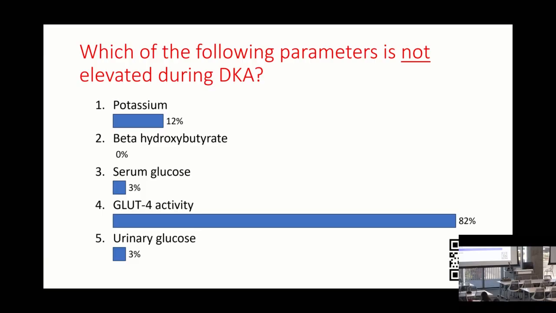So the GLUT4 activity is the one that is insulin sensitive. And in DKA, you have insulin deficiency or decreased insulin. So that is what makes the GLUT4 activity decreased. Okay, so that's why it's the correct answer.